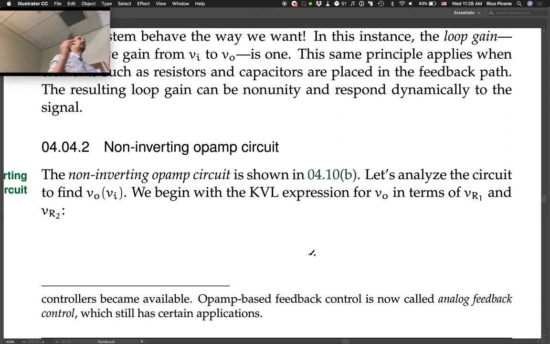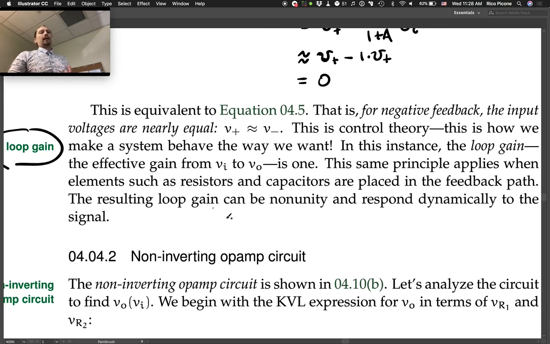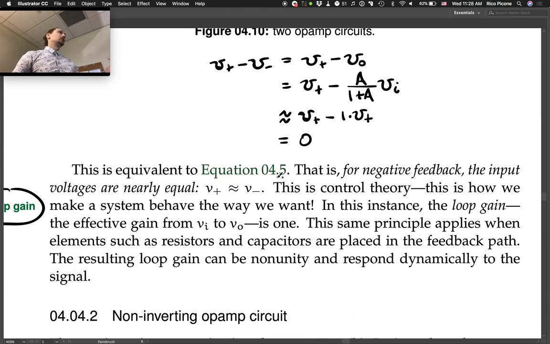And then you have to find out what the gain is going to be from input to output. Well, it usually boils down to something pretty simple. So we'll do an analysis of this one. And the loop gain for the voltage follower was just 1, right?